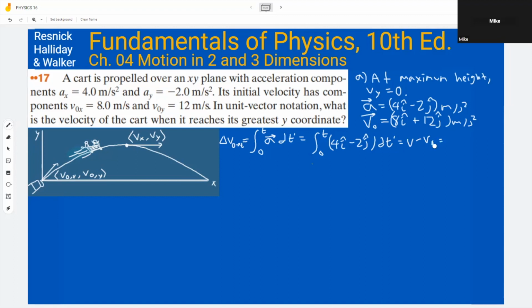Lagyan mo ng vector sign. Kasi vectors yan eh. Tapos yan, that's v minus v naught. Yung v, yan yung velocity at now at time t. Yung v naught, yan yung velocity at t equals 0.